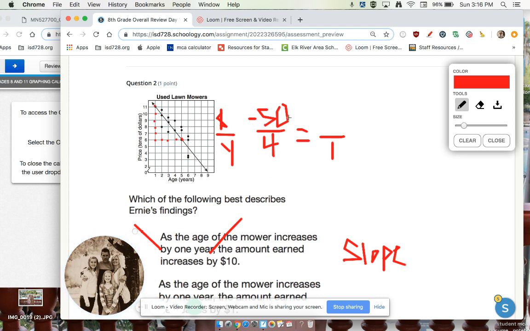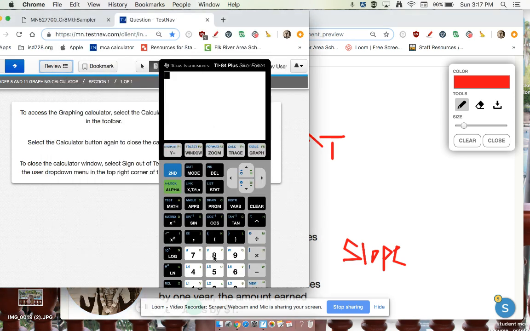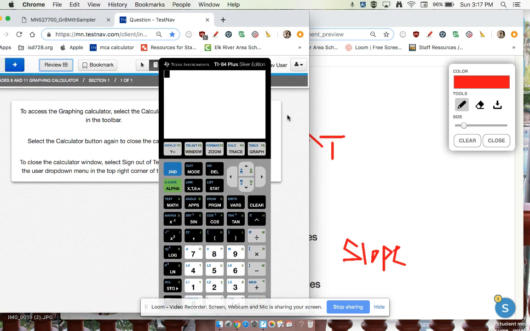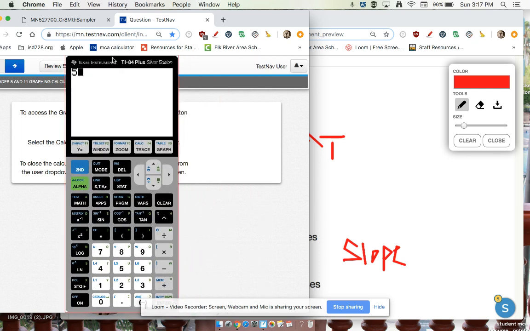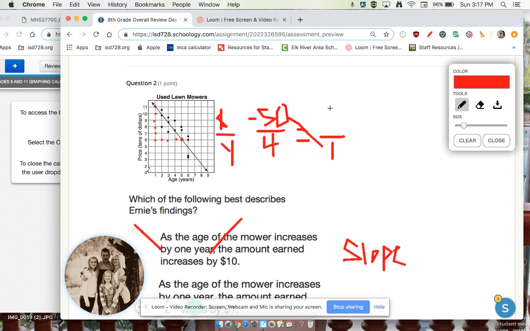This would be a proportion. I'm going to go 50 times 1 divided by 4. I'm just going to type that in here. Oh gosh, I've got to move this. 50 times 1 divided by 4, enter, it would be 12.5. So it decreases by 12.5 in a year.